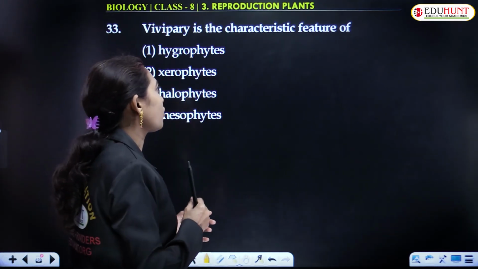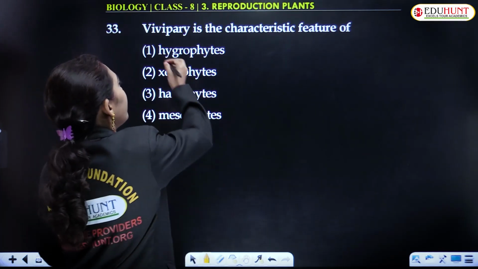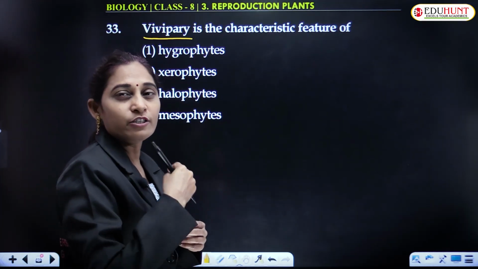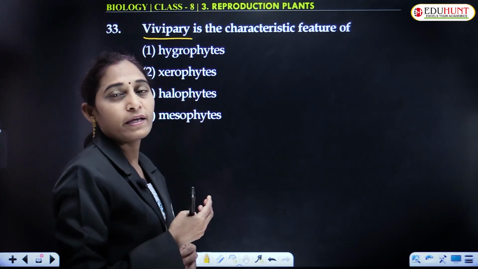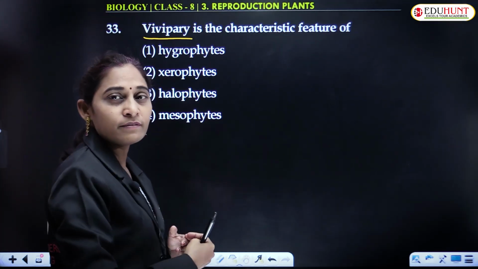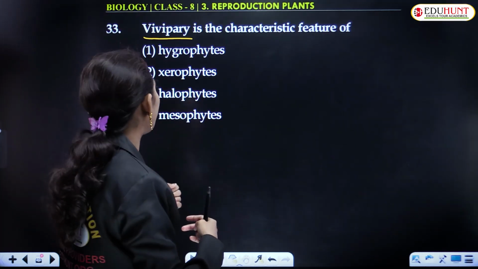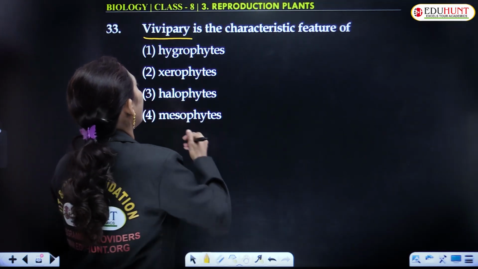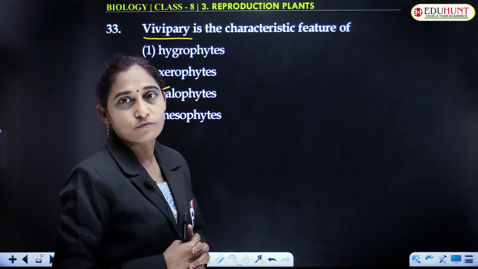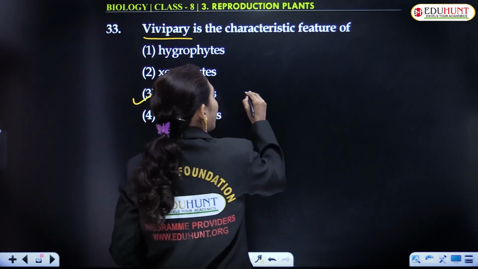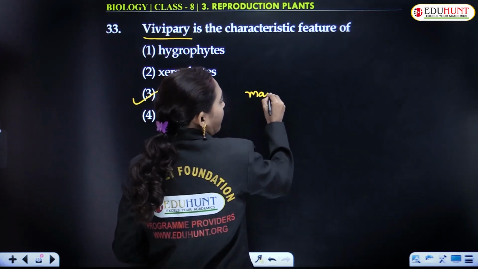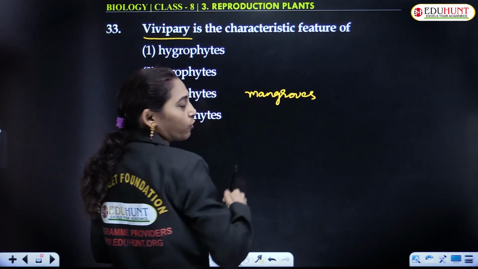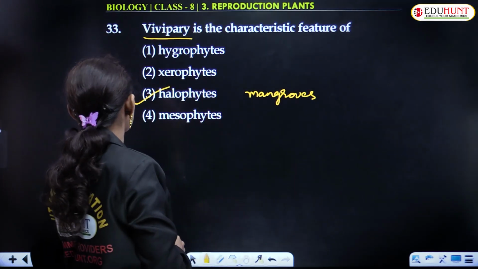Vivipary is the condition where the seed germinates into a new individual when it is in contact with the mother plant. So it is the characteristic feature of halophytes. Those are mangroves.